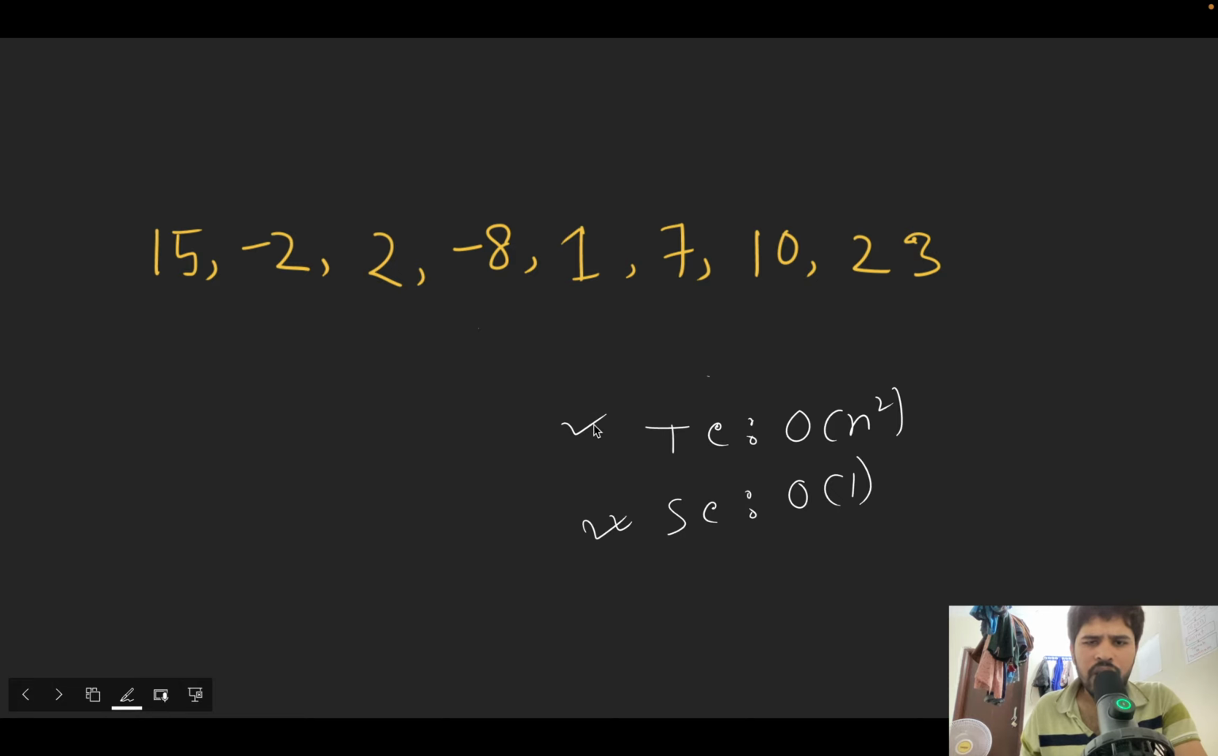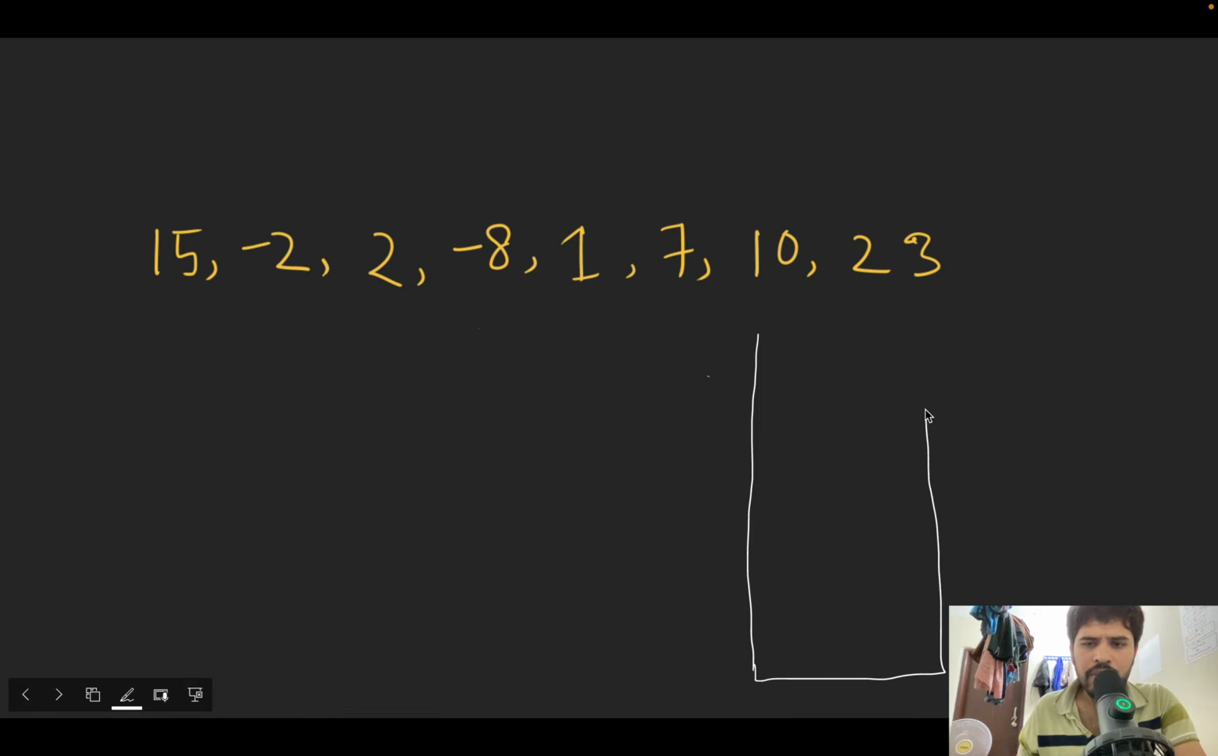So how can we solve this problem efficiently? Let's see how to solve this problem in linear time and in linear space complexity. In order to solve this problem in linear time and linear space complexity, we will use a hash map data structure. A hash map stores key value pairs. Let's assume this is our hash map. In our hash map, we will store key value pairs.